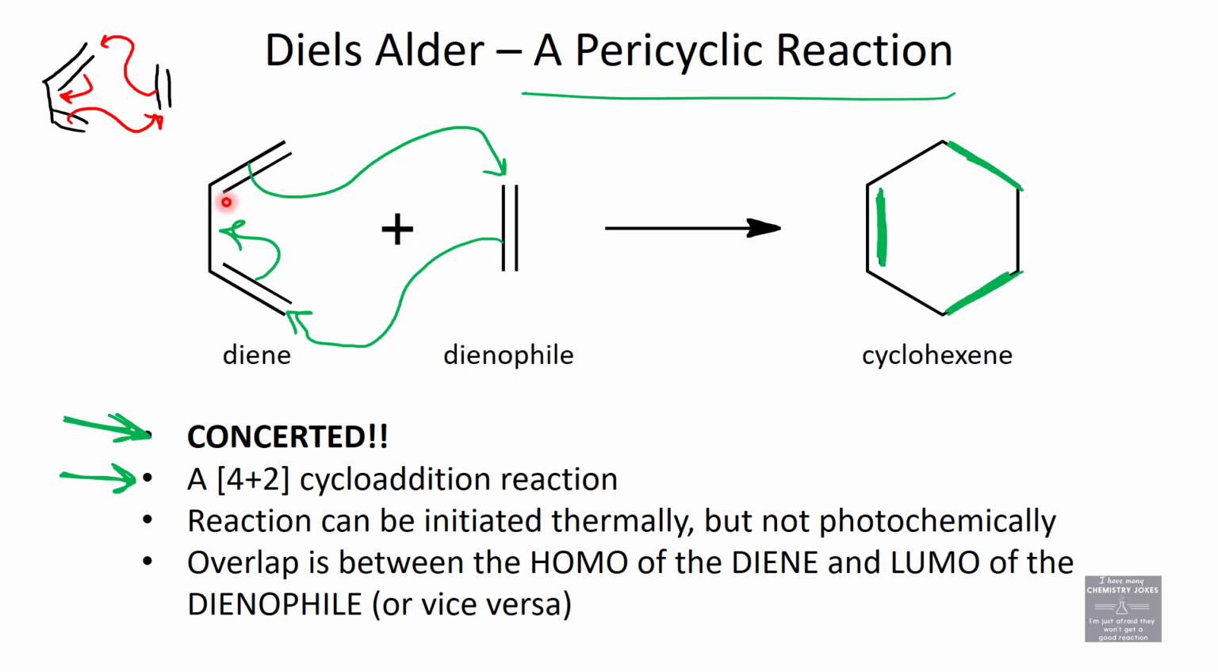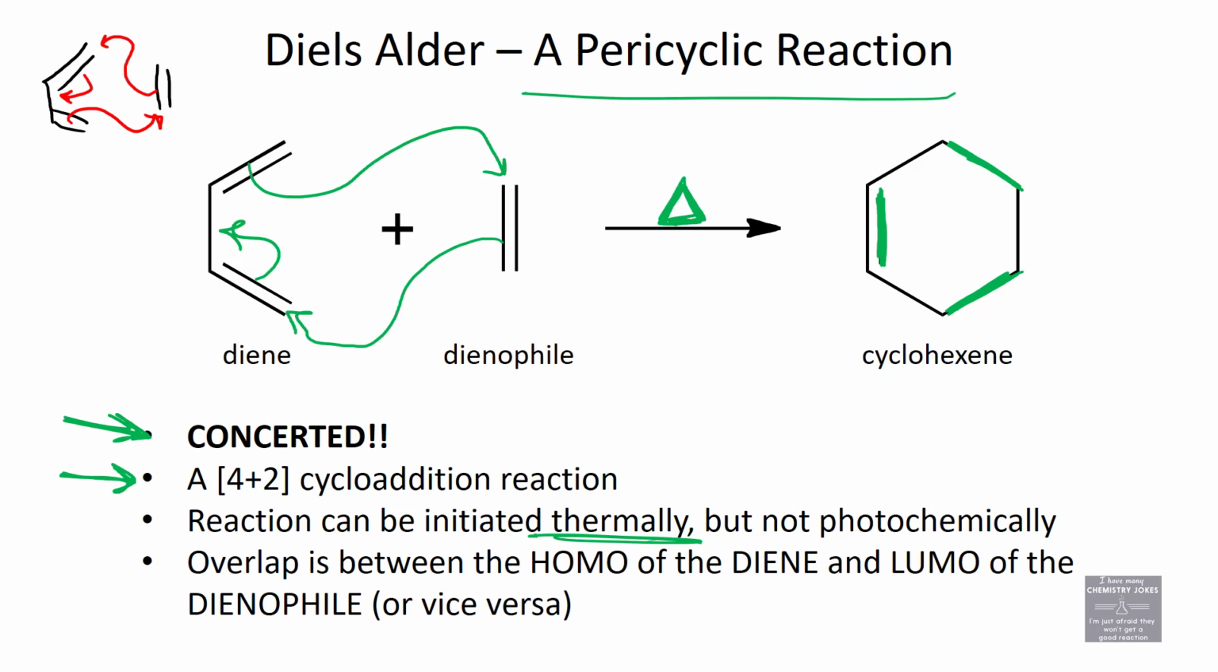Does Diels-Alder only happen with 1,3-butadiene and ethene? No. You can put all kinds of fancy stuff off of here, but the 4 pi electrons from the diene and the 2 pi electrons from the dienophile are what react together to make your cyclohexene. Okay, the reaction can be initiated thermally but not photochemically. That means all I need is a little heat. Delta to us means heat.